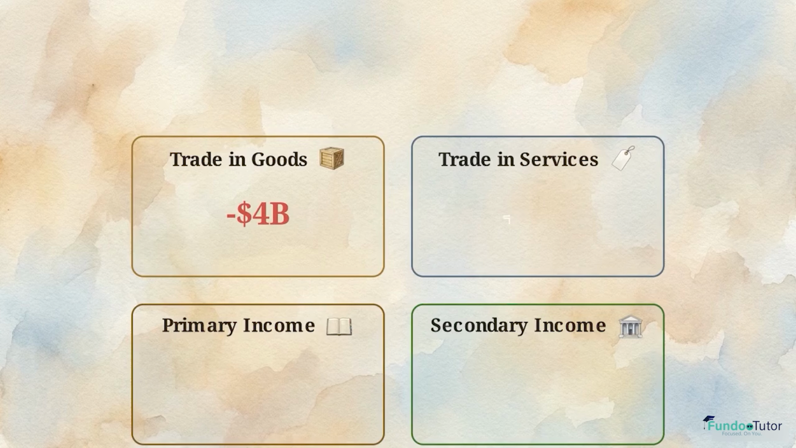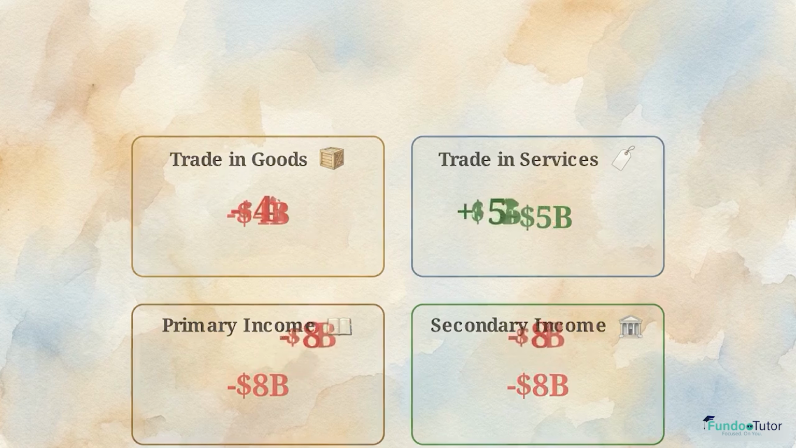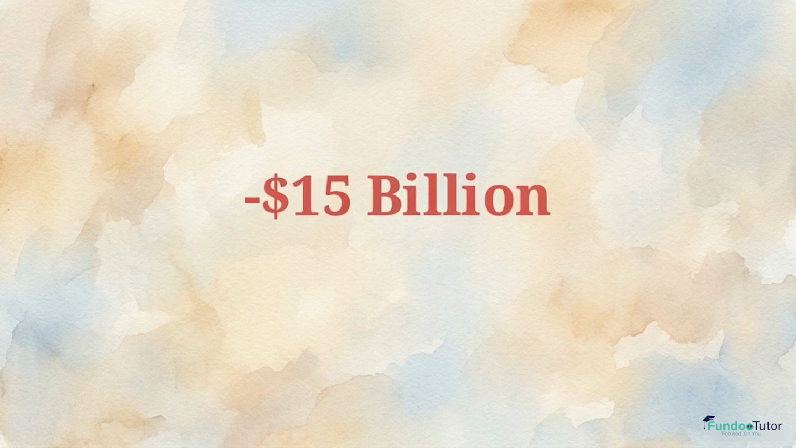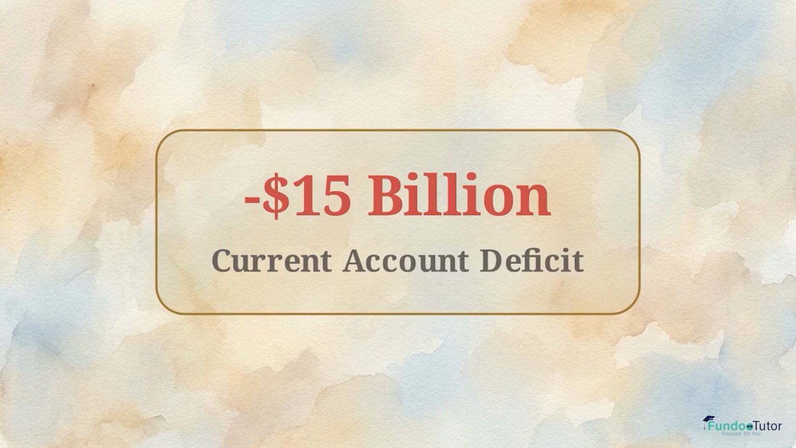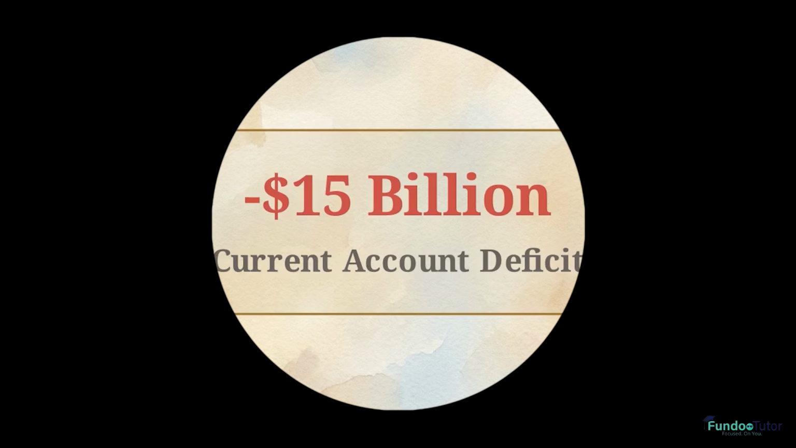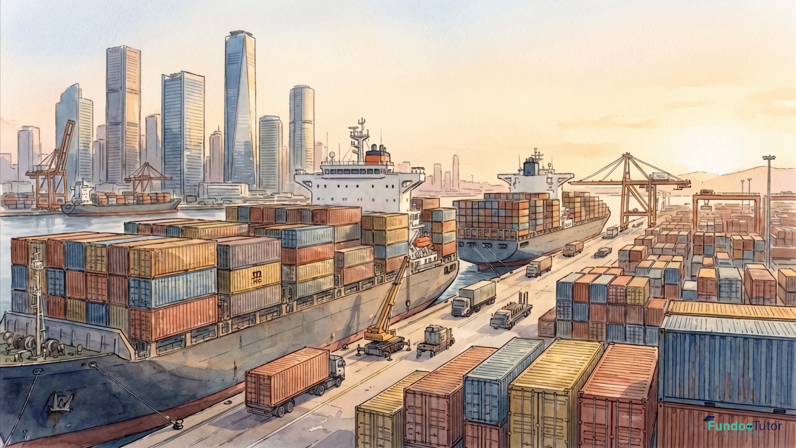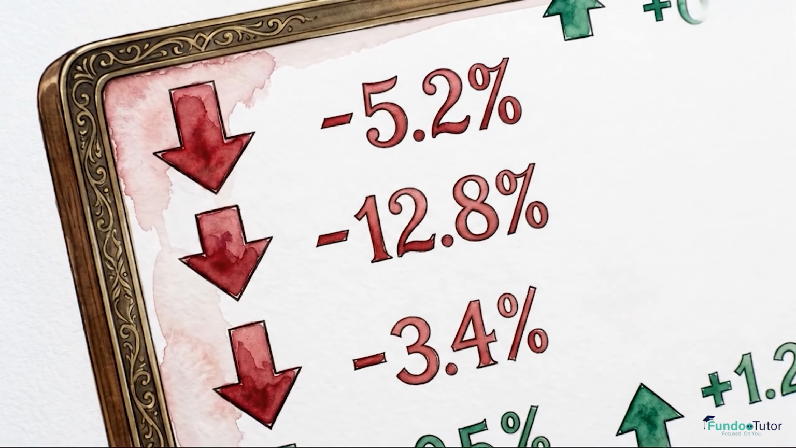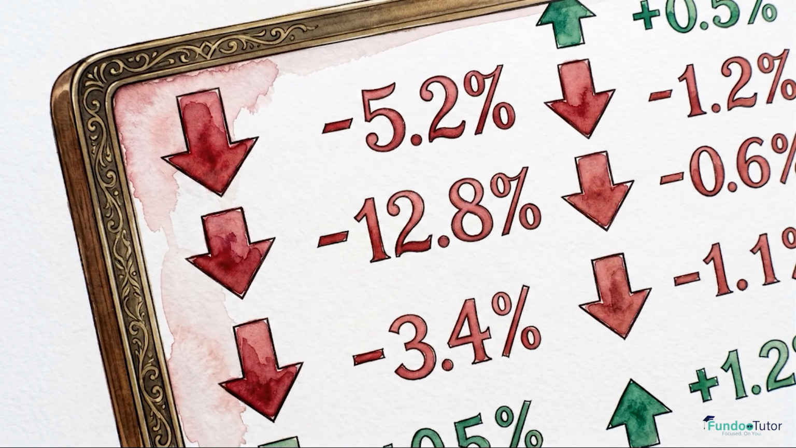Next, we fuse that initial deficit with the net values of the remaining three components. We add the $5 billion surplus from services and subtract the $8 billion deficits from both primary and secondary income. -4 plus 5 minus 8 minus 8 gives us a total current account balance of -$15 billion. Calculating the true balance requires combining all four streams of international finance. A deficit simply means the total money flowing out of the economy exceeds the money flowing in.